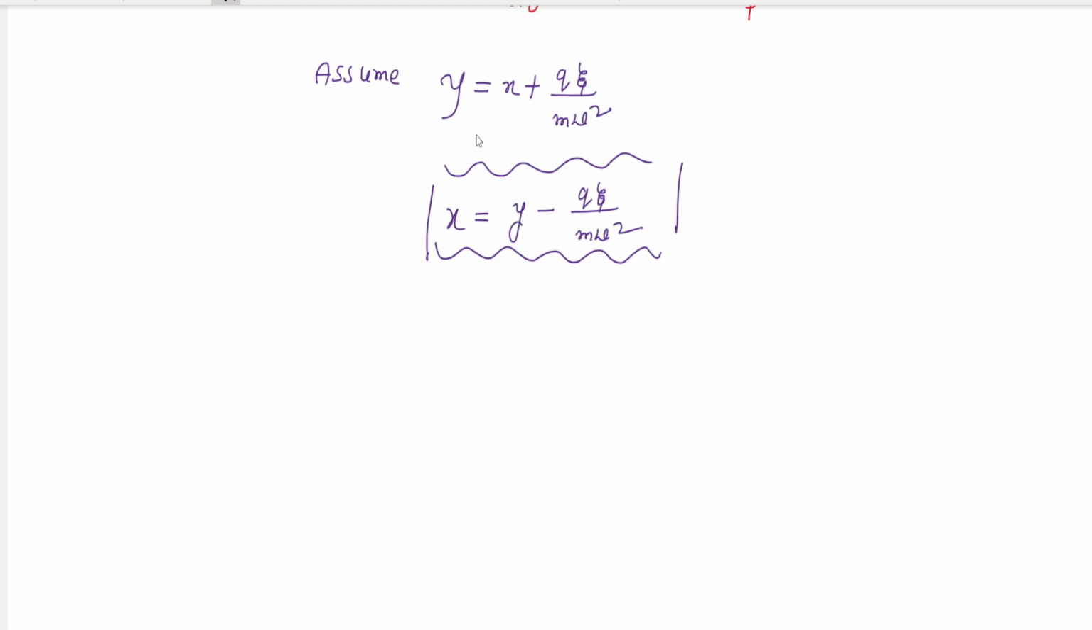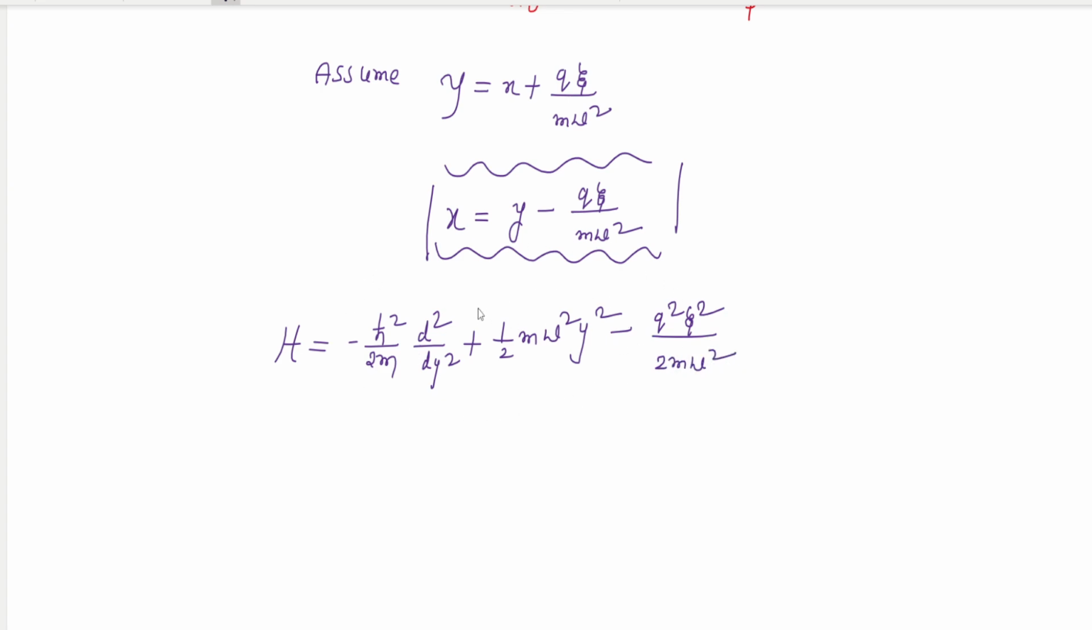Here I'm using y in place of x. The Hamiltonian H equals minus h cross square divided by 2m d square by dy square plus 1 by 2 m omega square y square minus q square electric field square divided by 2m omega square. This is the exact Hamiltonian of the system.